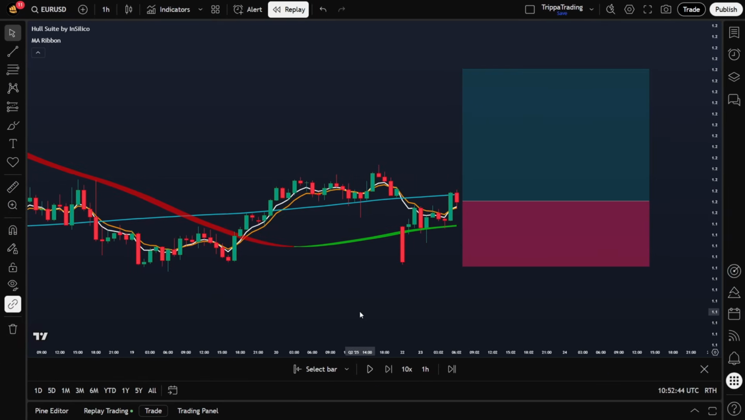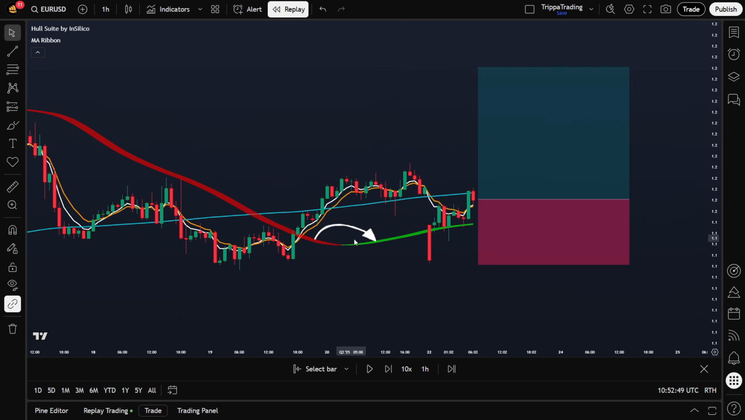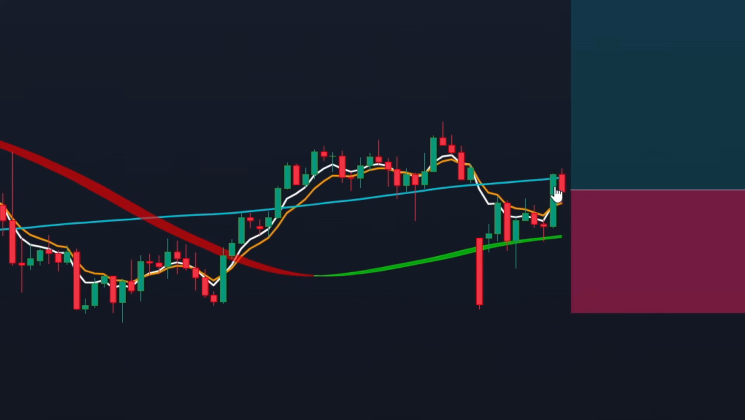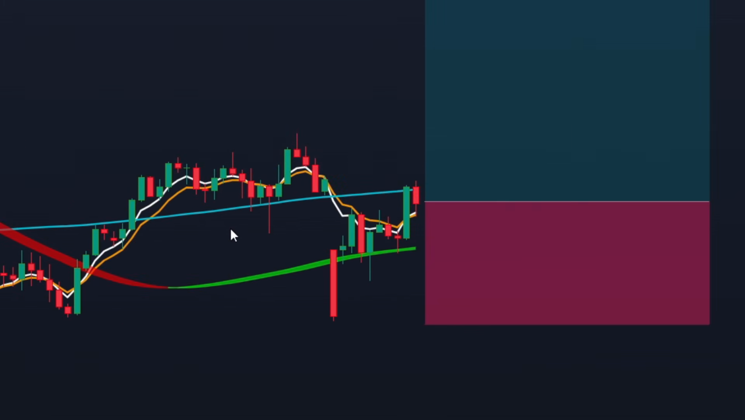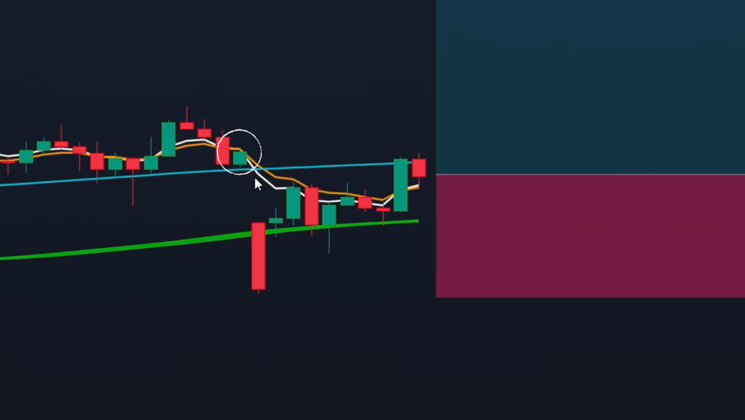Now for the buy setup, we simply flip every condition. First, the Hull moving average must change from red to green. This tells us that momentum is turning bullish. In the next step, the price, the white EMA, and the orange EMA must cross above the SMA 200. Once this alignment happens, we wait for a pullback to the SMA 200. Just like before, the white EMA crossing below the orange EMA shows the pullback forming.